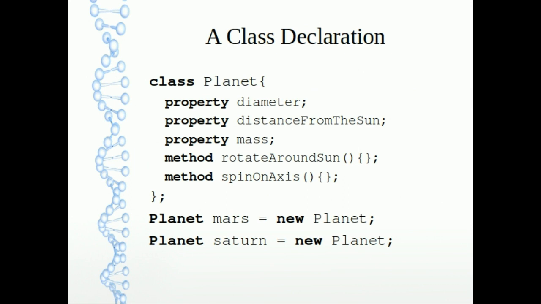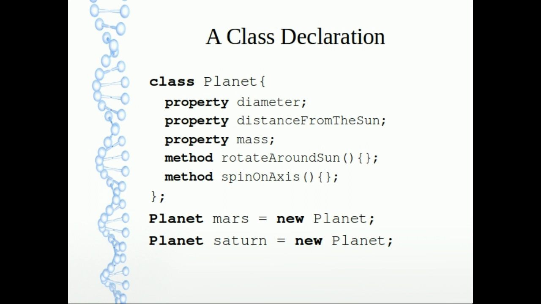Let's take a look at creating a class and some objects which are instances of that class. In this example pseudocode, we create a planet class which has properties, things a planet has: diameter, distance from the Sun, and mass, which all contain values. In this example they would be numbers. And every planet also has methods, things that it can do, for example rotate around the Sun. And methods, as we've said before, are functions.